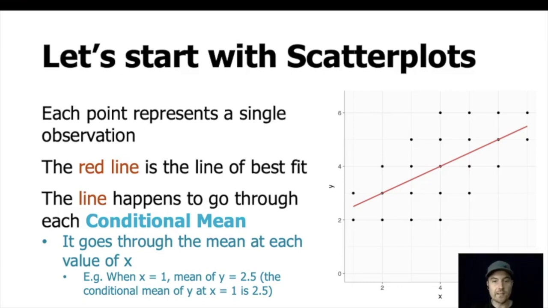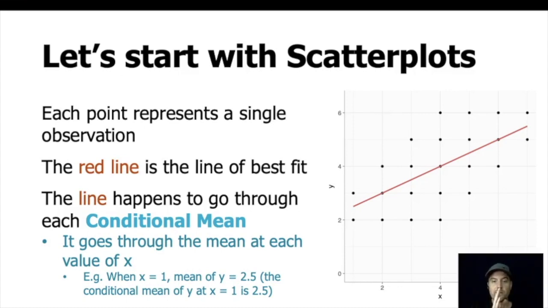But what's great is that regression is going to give us what's called the line of best fit. And here we have that shown with that red line. It's the line that best represents the data. We're going to define what that means in a moment. But that line happens to go through what's called the conditional means. And the conditional mean means it's the mean conditional on something else. Here, what we're saying is that it's the mean at each value of x.